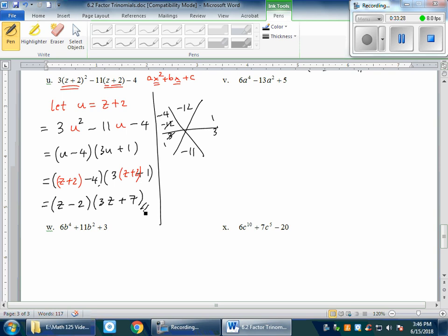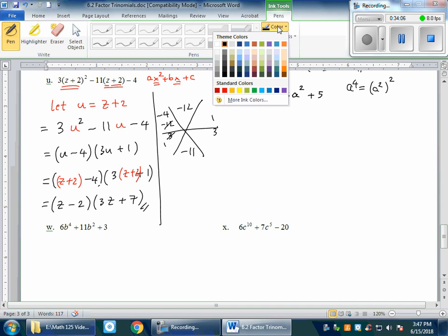So similarly, for example v, this time we will be looking at what? A to the 4th power and a to the 2nd power. So we know that a to the 4th power, that is equal to what? A to the 2nd power to the 2nd power. So this will look like, when we rewrite it, 6 times a to the 2nd power to the 2nd power minus 13 a to the 2nd power plus 5. So once again, we get into this format, right?